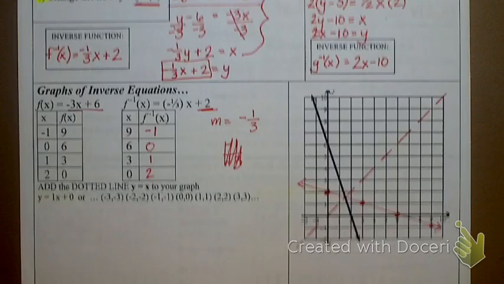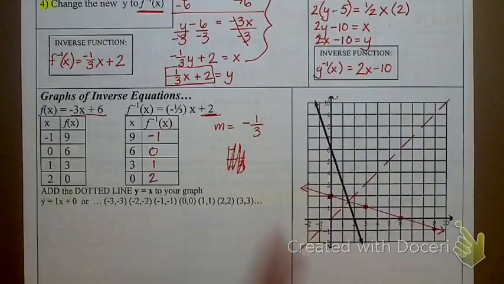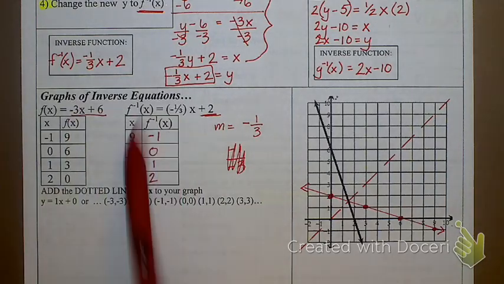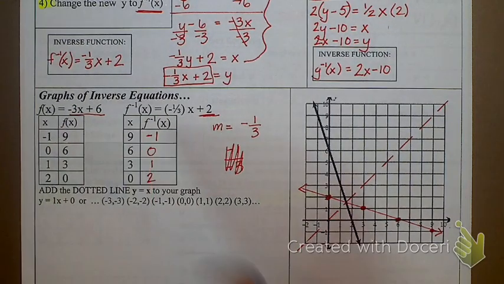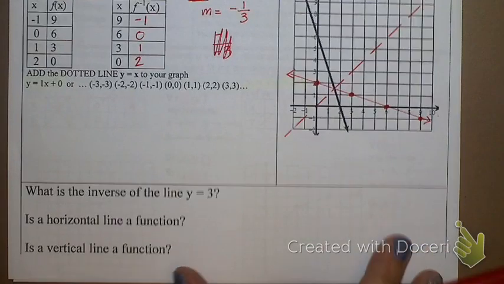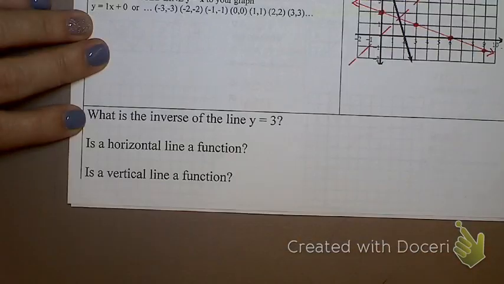Okay, you'll have to read the instructions on the homework because sometimes it will say graph the inverse only. Sometimes it might say graph both the original and the inverse. Okay. All right, one quick question here. Well, I guess it's 3 questions here.